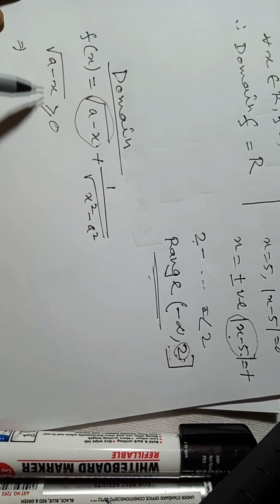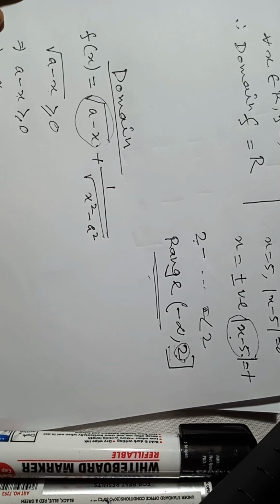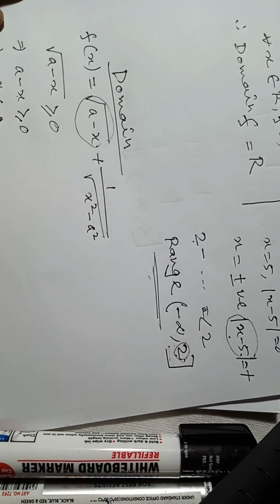From here, just squaring both sides we get, and since x is less than equal to 0.